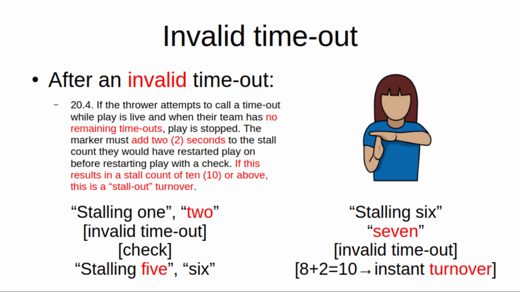You don't even do the check. So for example, if the last number fully uttered was 7, and then there is a timeout called incorrectly, normally you would restart at stalling 8, but you add +2, so that makes 10, so it's an immediate turnover.